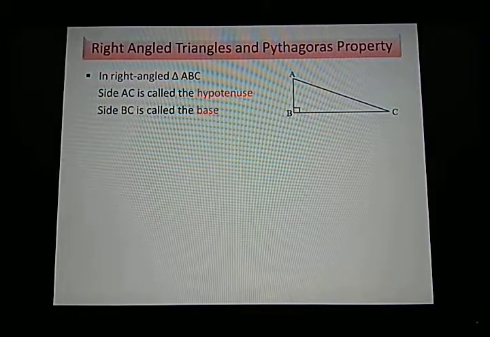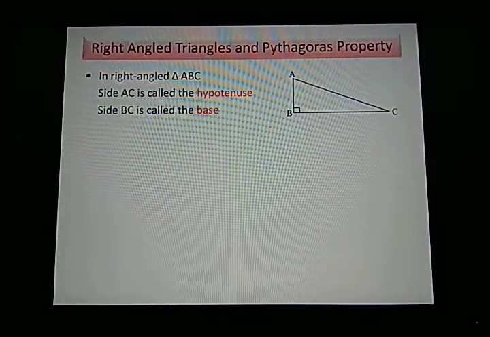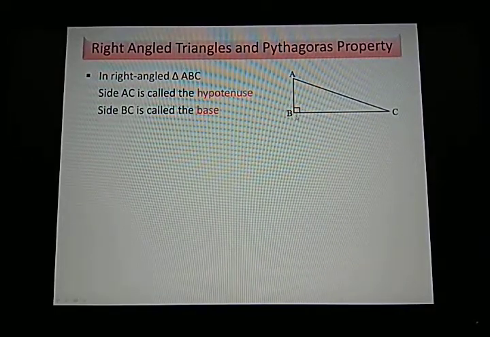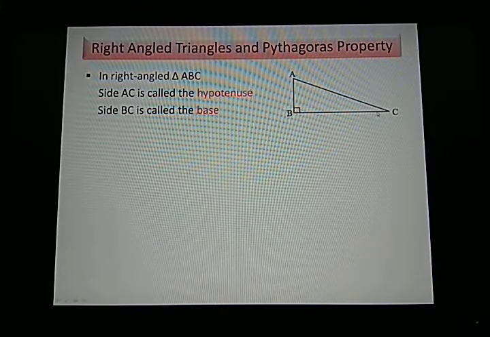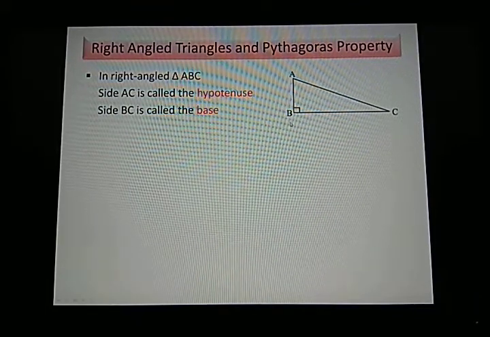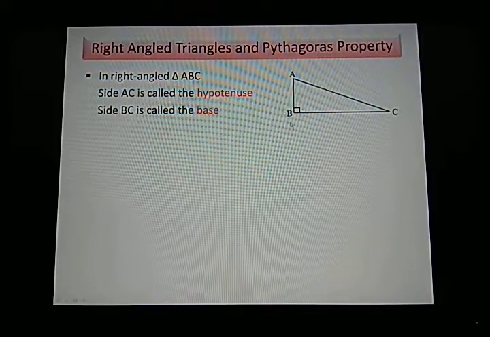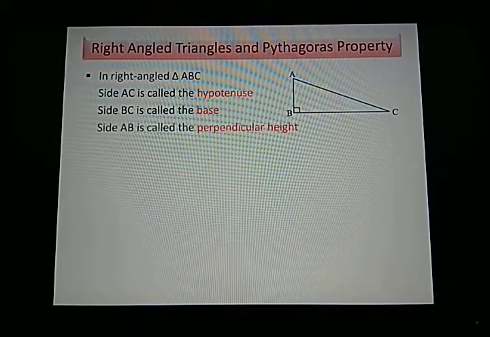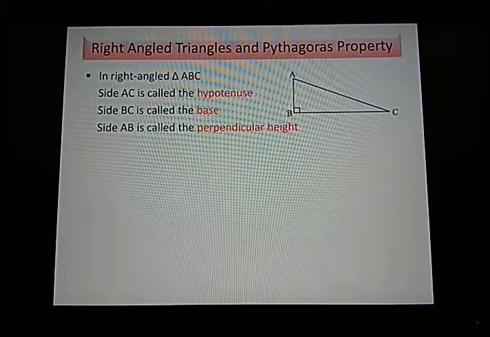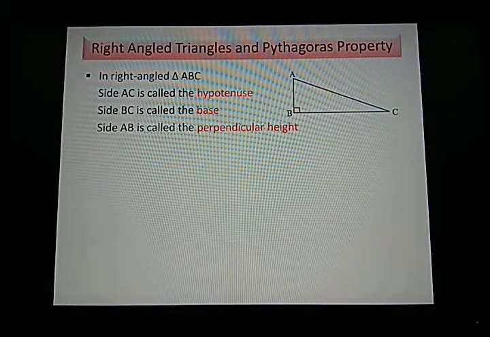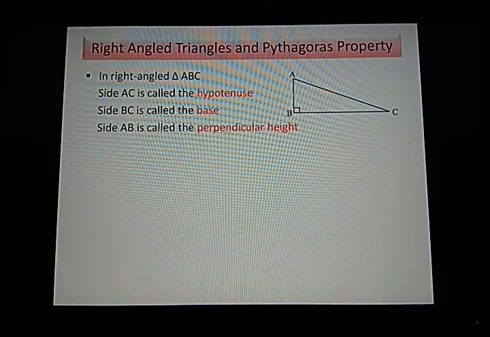Next, side BC is called the base. Now it is very clear and obvious to you that the side which is at the bottom is the base. And the remaining side which gives the height is called the perpendicular height. So here AB is our perpendicular height. So these are the three sides of a right angle triangle, that is the hypotenuse, the base, and the perpendicular height.